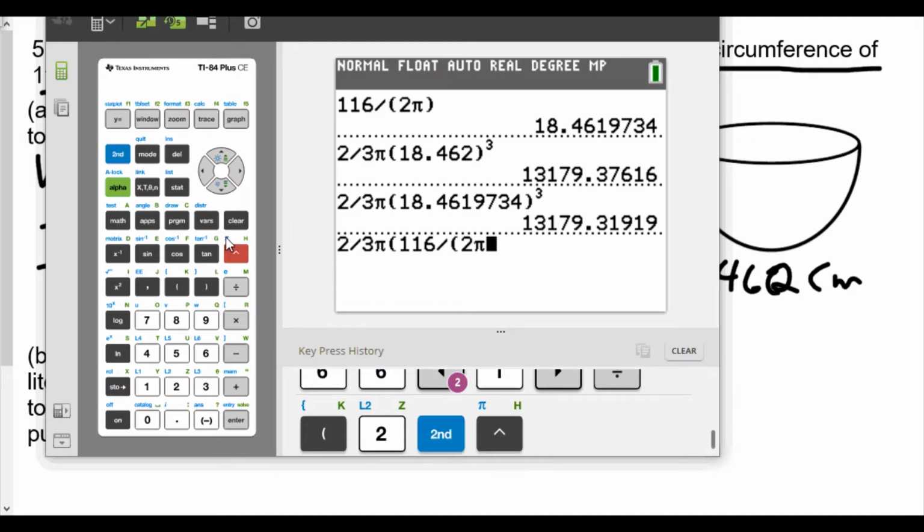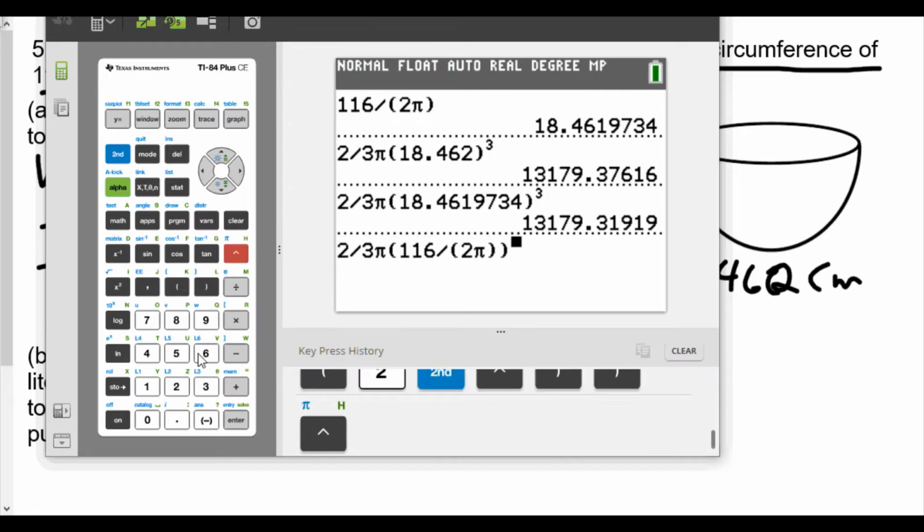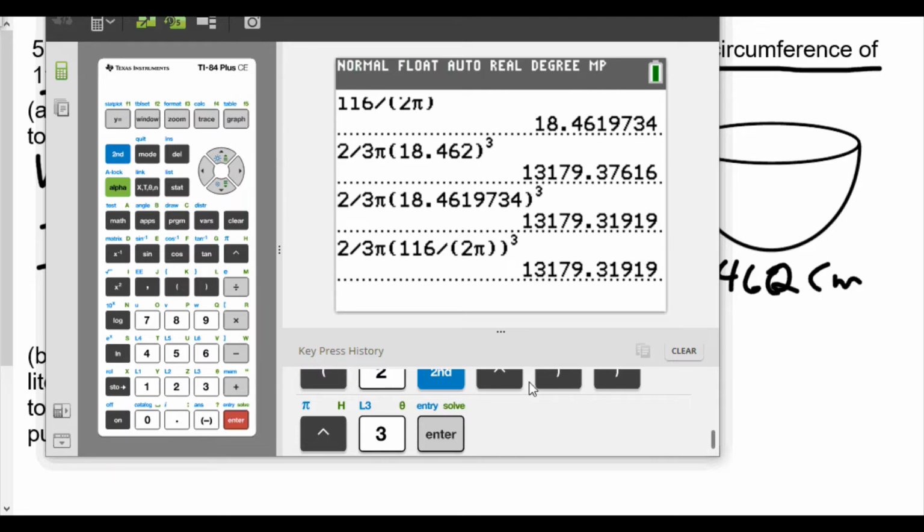So in this case, if you find yourself getting crazy numbers, you've got to double check your numbers. Notice that 116 divided by 2 pi, with the parenthesis, is going to be written this way, to the third power. This should be the same exact answer as the last one we just got. And we see it's the same exact thing.